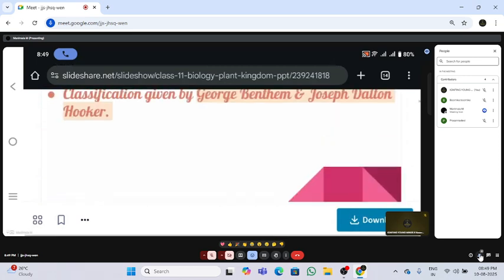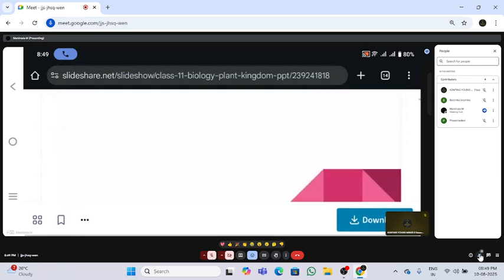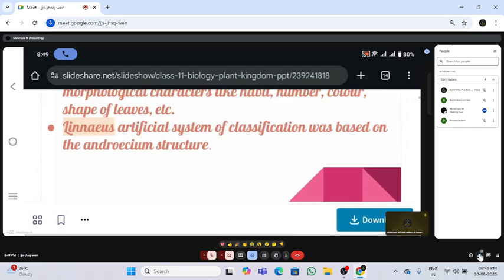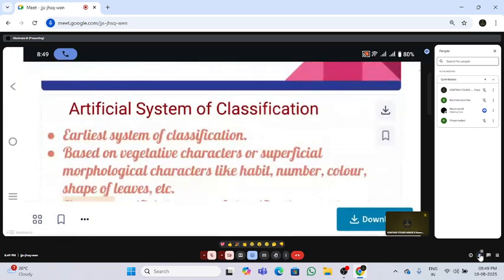So the three classification systems are also very important; the introduction of the lesson itself gave them. The artificial system of classification was the earliest one, which is not accepted. What is the reason it was not accepted? Can you tell me? Why was the artificial system of classification not accepted?